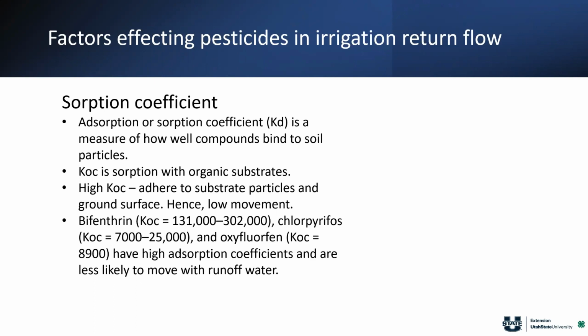So we do not mostly consider KD, whereas we considered KOC, the sorption of those compounds with the organic substrate. Any pesticide that has high KOC adheres to the substrate particles, to the ground soil, hence the movement with the water and the potential for leaching to the retention pond is low. If the substrate has low KOC, meaning it doesn't bind well with the substrate particle, then it might move easily with the water.